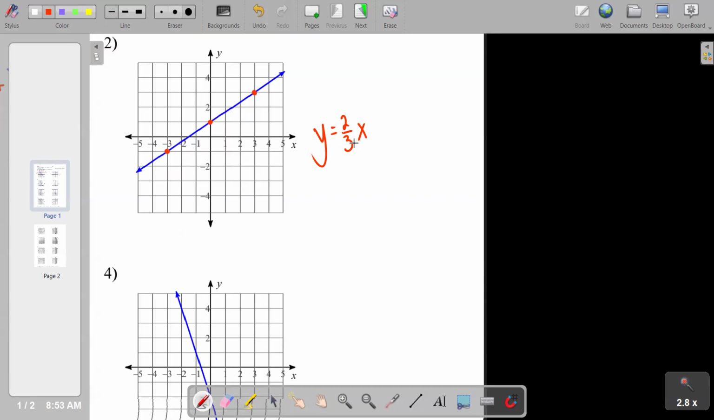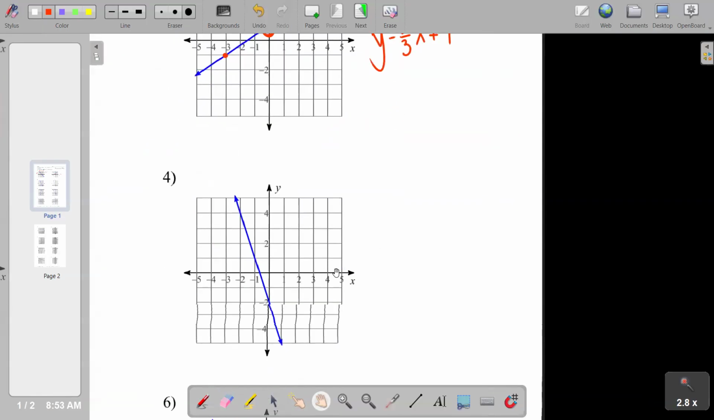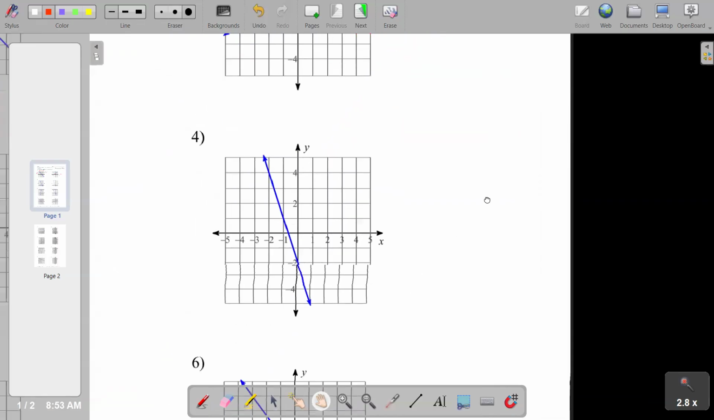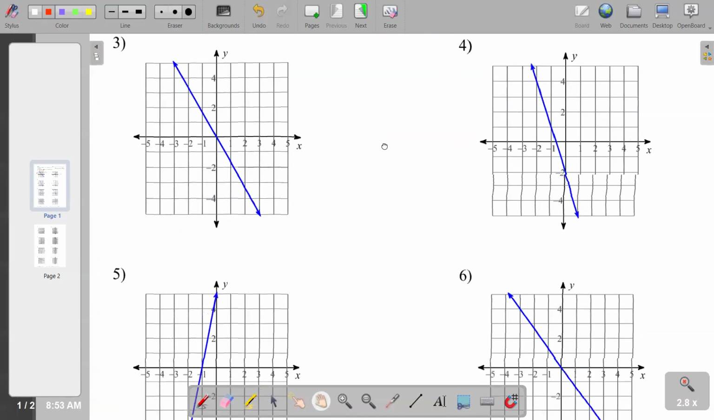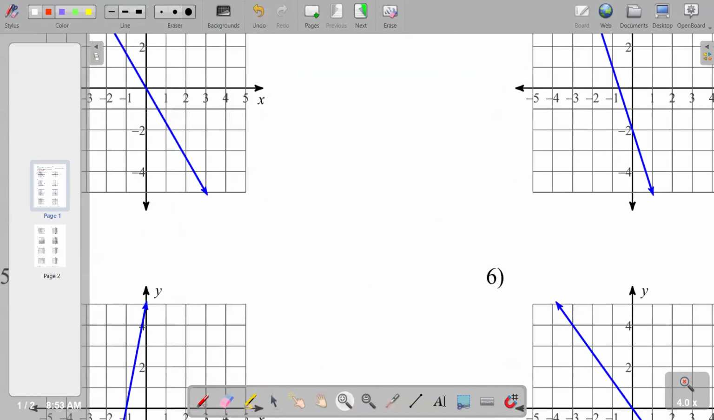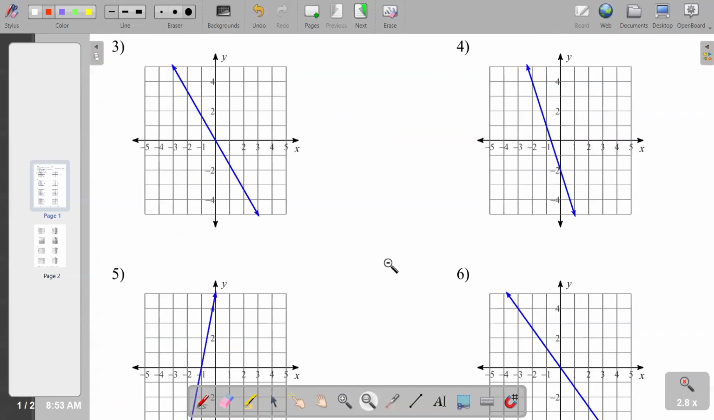And then where does it cross the y-axis? At +1, you can see it. It's right here. That's the point where it's crossing. So we're going to slap a +1 on there. Every time, whatever number it is, it's just literally the number where it crosses the y-axis. What makes it positive or negative?